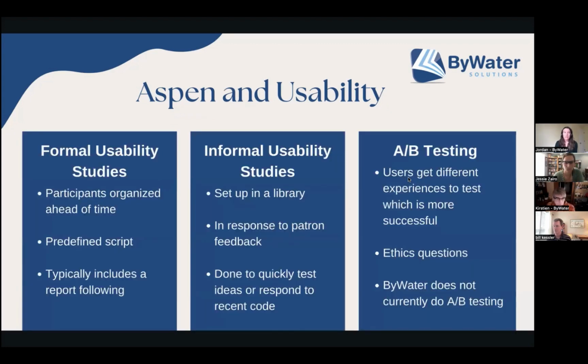Okay, a little bit about the different kinds of usability testing that we do. We have done some formal usability studies. This tends to be for when we are making a big change within Aspen. I'll give you an example of that in a minute and show you part of one of those usability studies. But this is where participants tend to be organized ahead of time. They know they're participating in a usability study. We have a predefined script with goals that we take them through.